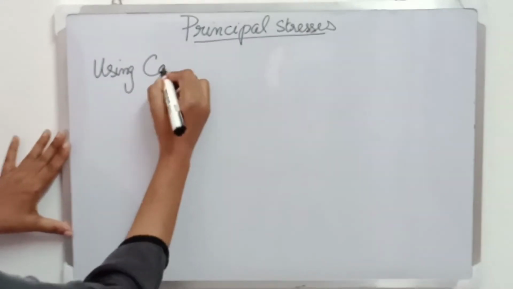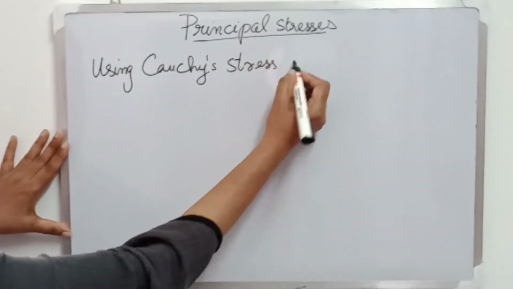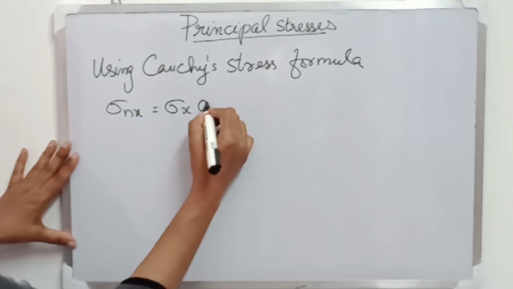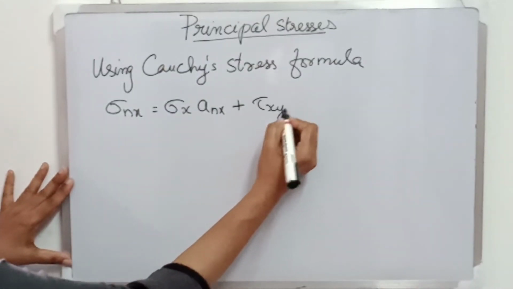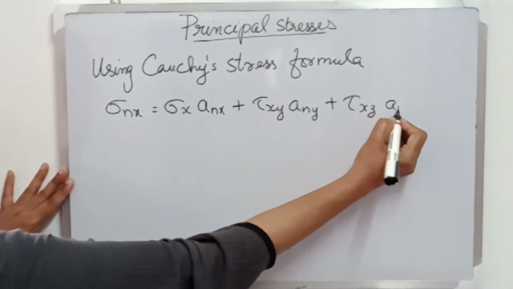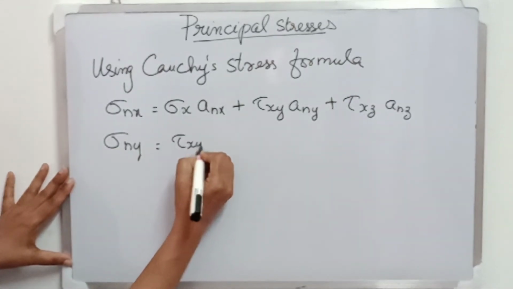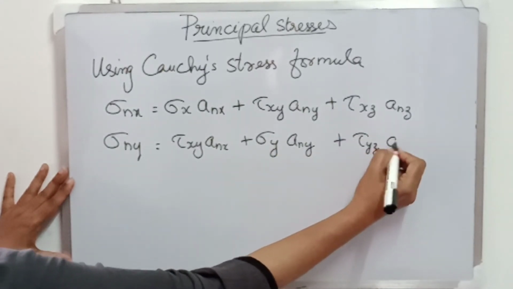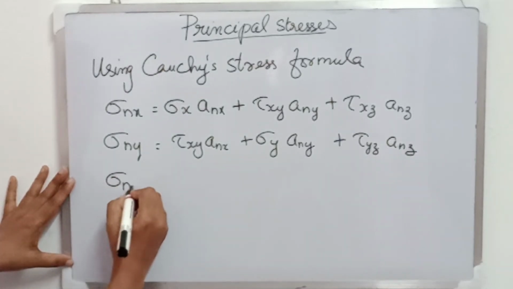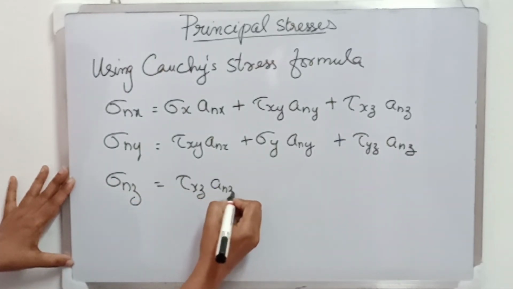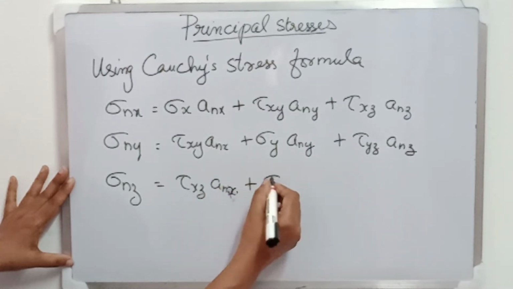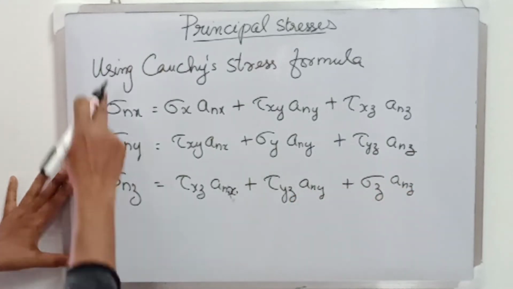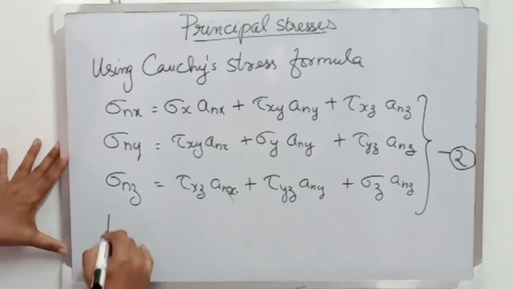Let us also write these stress components using Cauchy's stress formula. So sigma nx, according to Cauchy's stress formula, is sigma x anx plus tau xy any plus tau xz anz. Similarly, sigma ny can be written as follows, and also sigma nz can be written as tau xz anx plus tau yz any plus sigma z into anz. Let us now name this set of equations as 2.